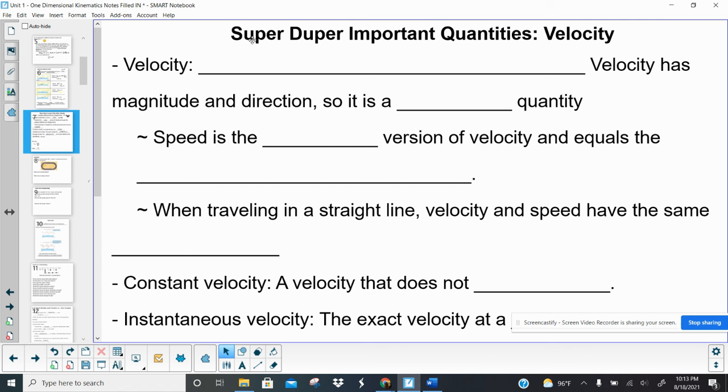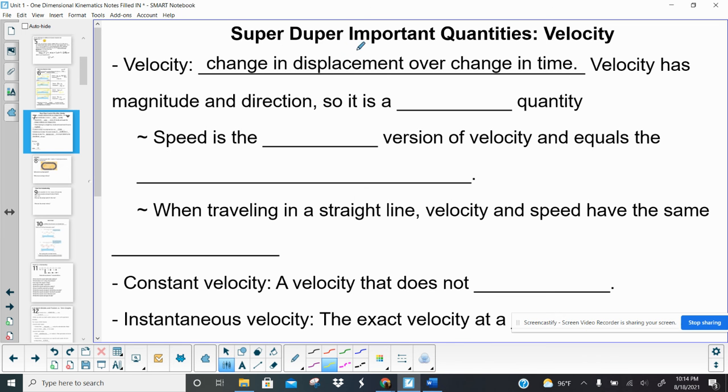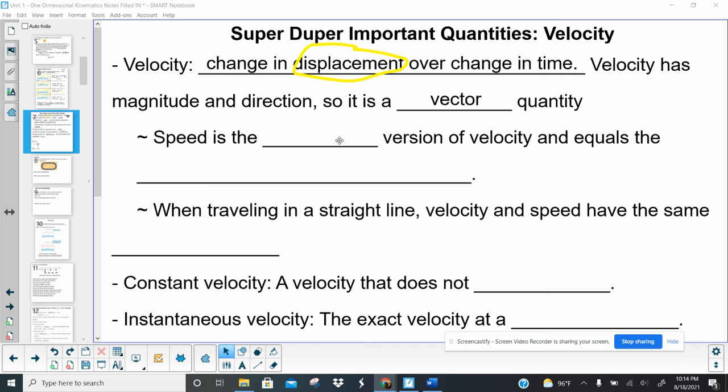So talking about velocity now, our second super duper important quantity. The definition of velocity is the change in displacement over the change in time. Velocity has magnitude and direction because it is specifically talking about the change in displacement. This is not change in distance, this is change in displacement. So because it has magnitude and direction, it has to be a vector quantity. We got magnitude and we got direction.